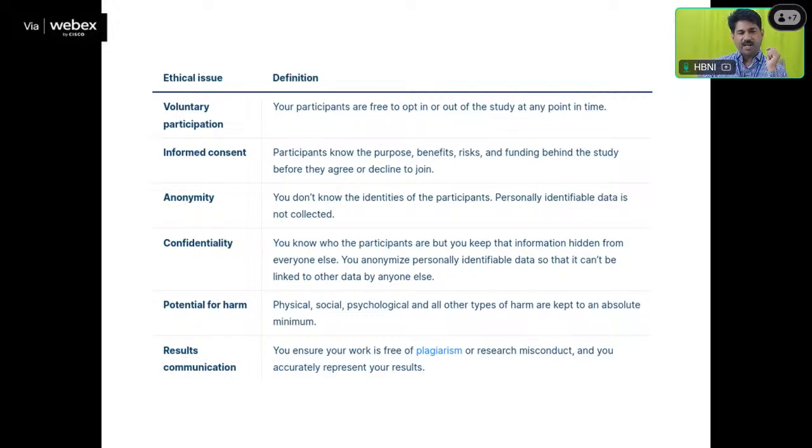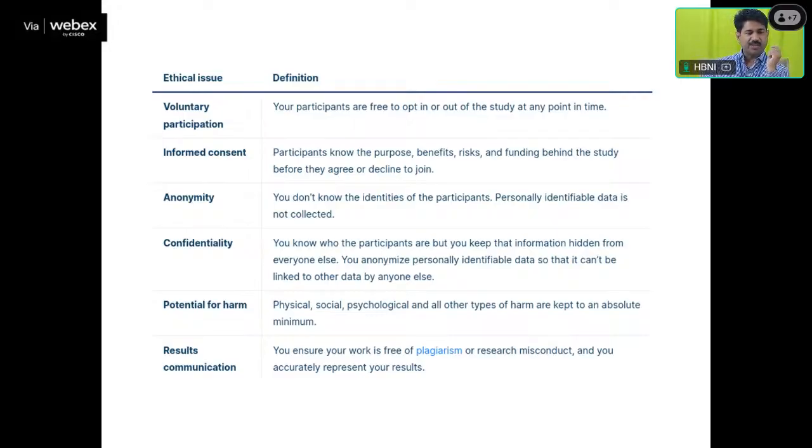You anonymize the personally identifiable data like their name, their phone number. We should not attach these with our data. So it can't be linked with other data by anyone else.